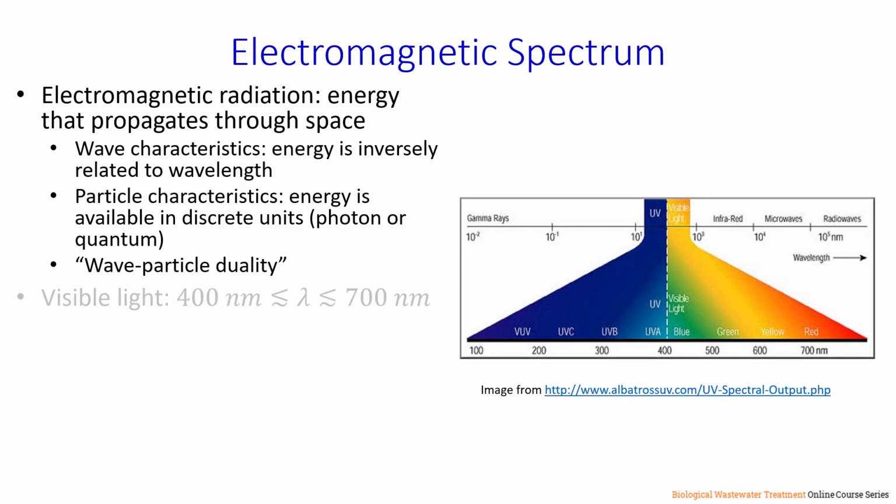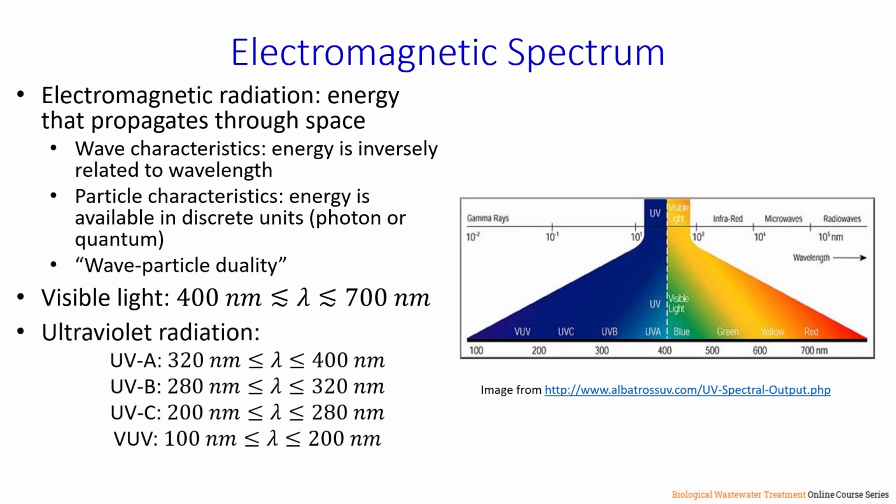Visible light represents the range of wavelengths that the human eye can respond to, and it corresponds to wavelengths between about 400 and 700 nanometers. Ultraviolet or UV radiation involves radiation at wavelengths less than 400 nanometers, and in fact there are several subcategories of UV radiation. Those include UVA, which spans the wavelength range from 320 to 400 nanometers, UVB, which spans 280 to 320 nanometers, and finally UVC, which spans 200 to 280 nanometers.